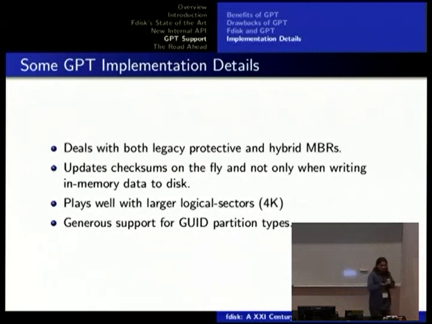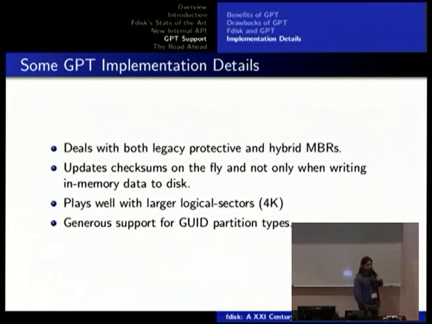So some details, things that are different in our implementation than what you see in others like parted and GPT fdisk. First of all, we deal with both legacy and hybrid MBRs. When we write data, the in-memory data changes back to the disk. If we're using a hybrid MBR, we actually don't write anything, because if we did, we'd be replacing it with a protective MBR, and that's immediately a problem.